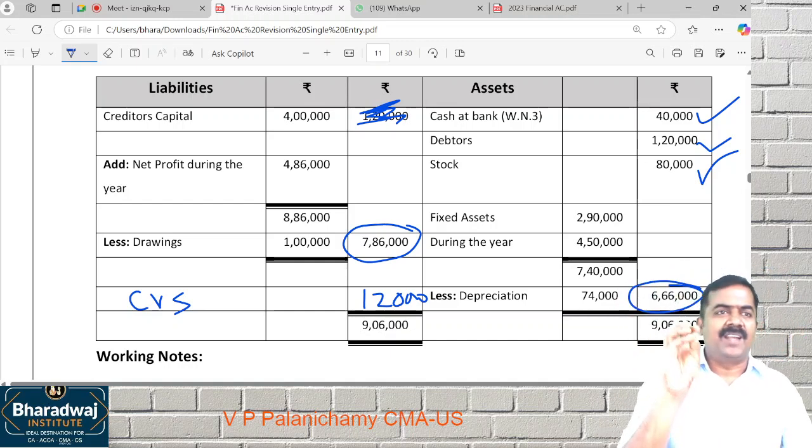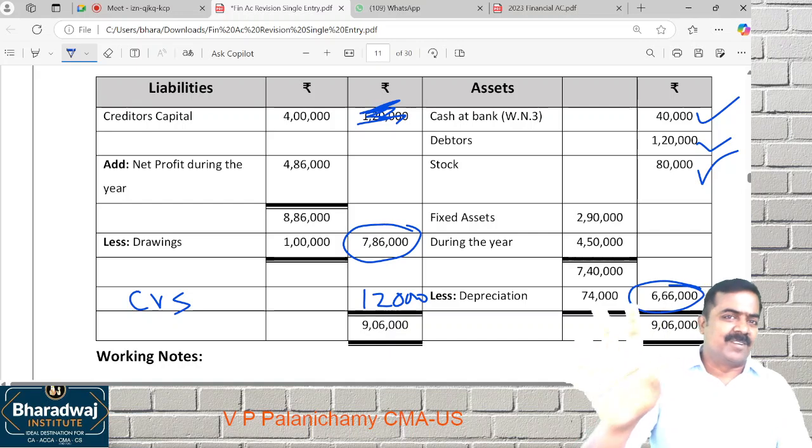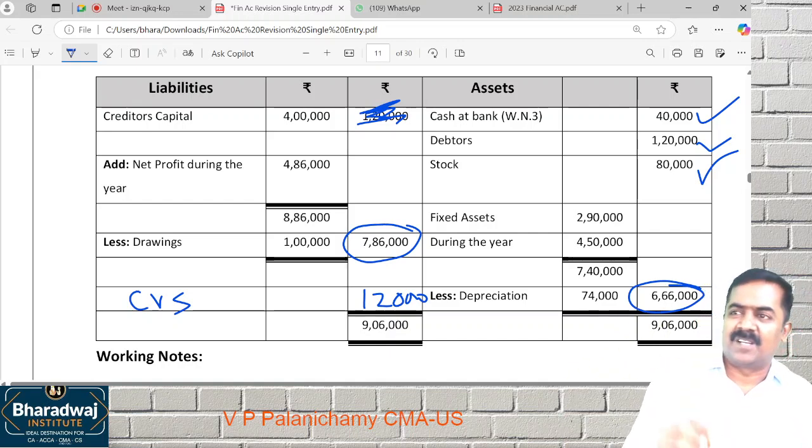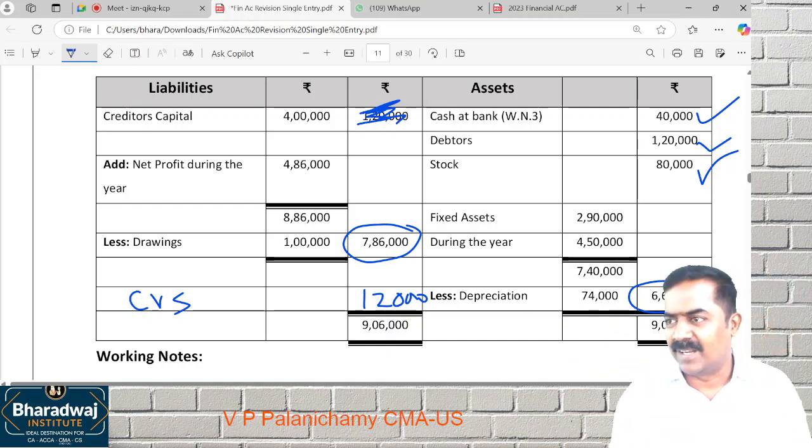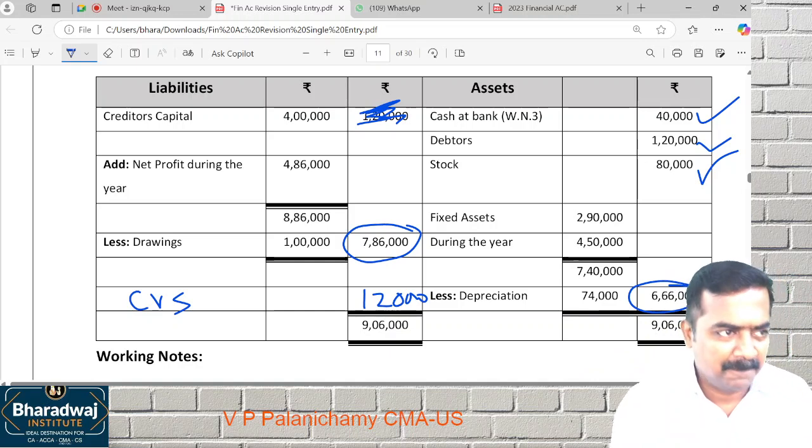See, main answer will take lesser time. Working note da 75% of time எடுத்துக்கும். 25% of time you will finish which one? Trading P&L account and the balance sheet.